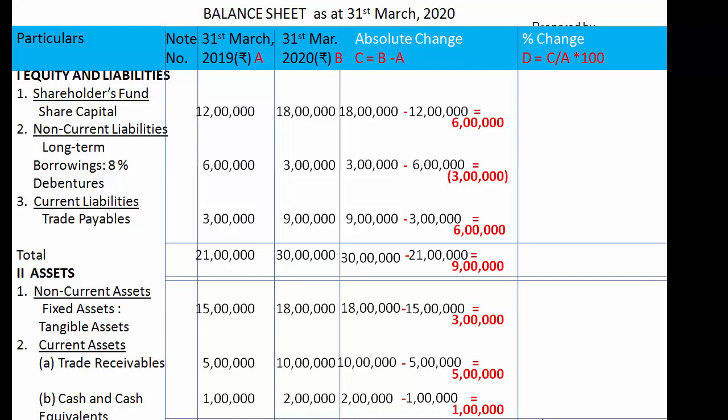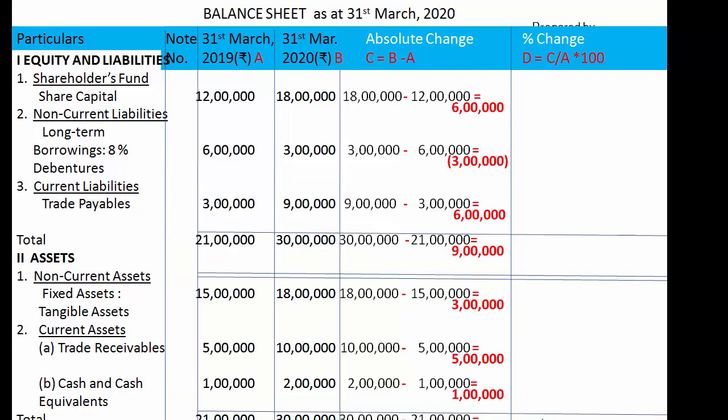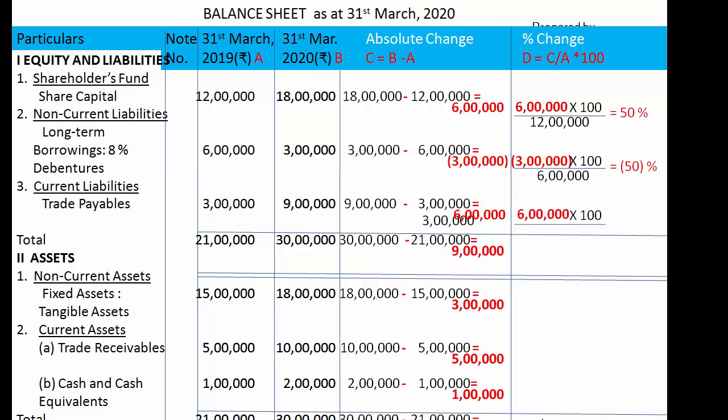Now we see how we can calculate percentage change. To calculate percentage change, absolute change 6 lakh multiplied by 100 divided by 12 lakh, which is last year's data, is equal to 50%. Next, absolute change 3 lakh multiplied by 100 divided by last year's data 6 lakh is equal to 50%. Here the data is negative, so the percentage is also negative. In the same way, 6 lakh multiplied by 100 divided by last year's value 3 lakh is equal to 200%, and so on.